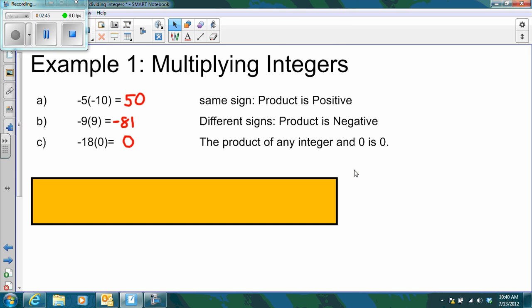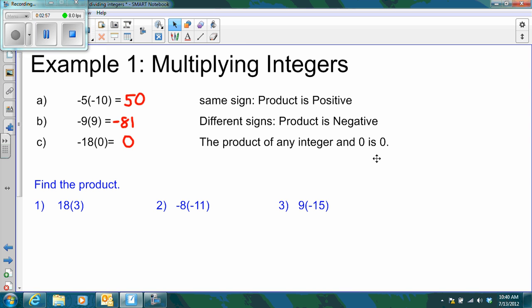And here's kind of the recap of the rules. Same sign, the product is positive. Different signs, the product is negative. And any integer times 0 is 0. So try these on your own and bring them with you to class tomorrow. Feel free to look back at the previous page to review the rules.